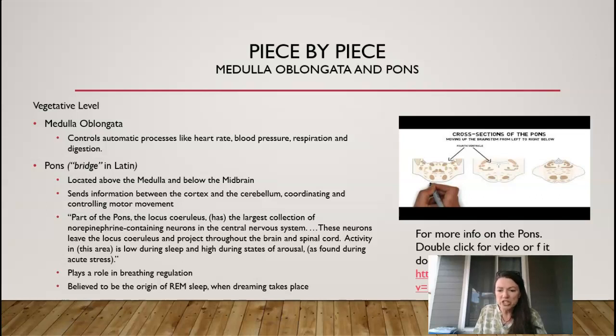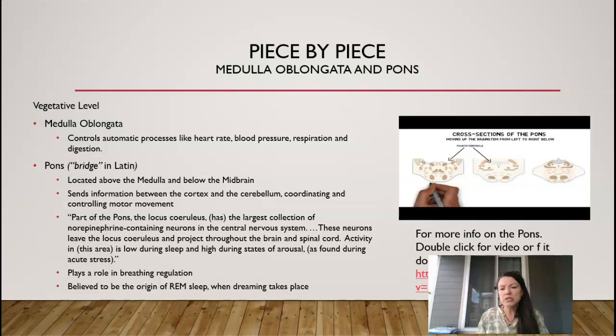Pons means bridge in Latin. It's located above the medulla and below the midbrain. It sends information between the cortex and the cerebellum, coordinating and controlling motor movement. So the cerebellum is very much about our motor movement, and the pons is a bridge between that and other higher parts of the brain, coordinating our ability to move.